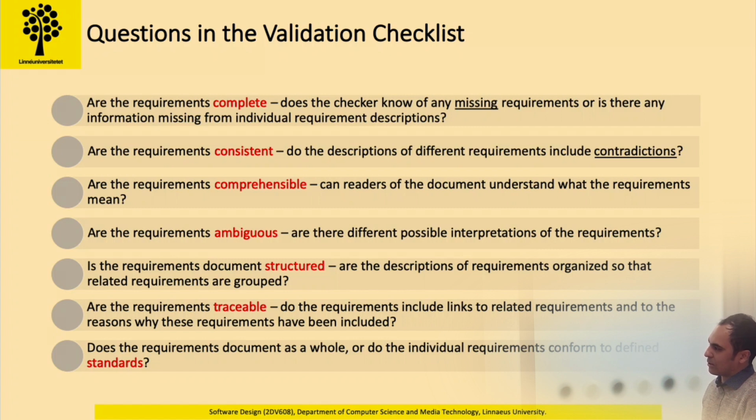If it's not comprehensible by a third person or second person that you wrote for, that means your statement has a problem. It should also not be ambiguous, so numbers 3 and 4 are related. The document should be structured, so it should conform to some standards. It can be either an organizational standard or some globally accepted international standard.